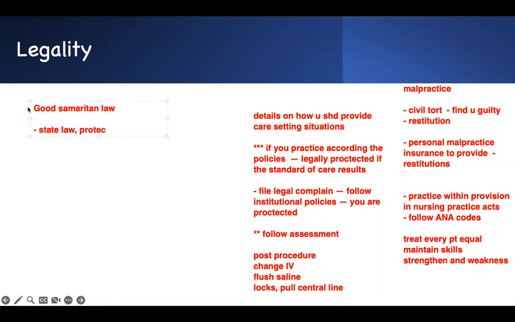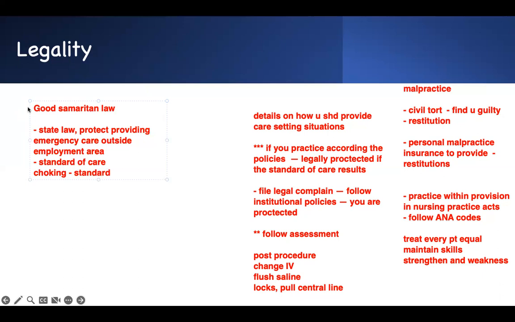It protects you by providing emergency care outside your employment area. What it means is, this is where people get into trouble. You still have to provide standard of care. If somebody is choking in a restaurant and he's showing signs of choking, you still have to provide standard of care. You do an abdominal thrust maneuver.